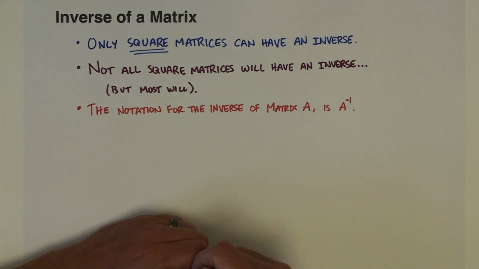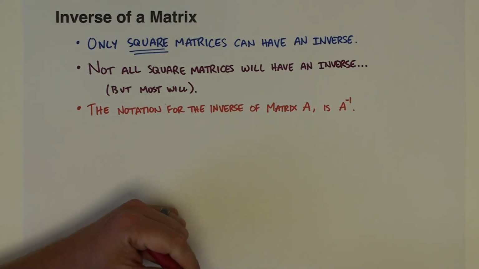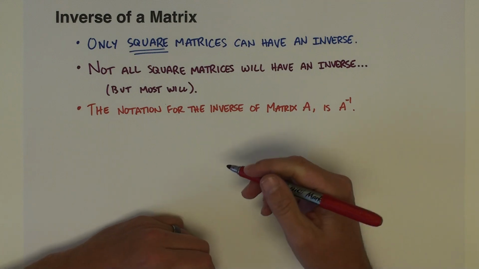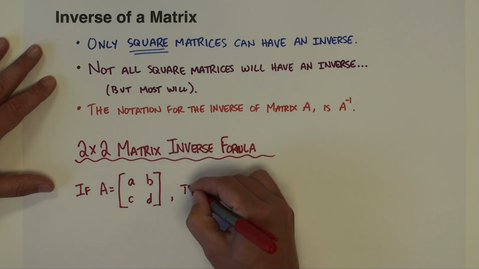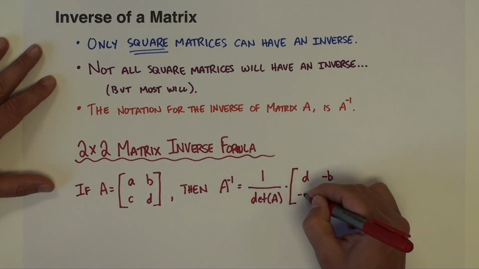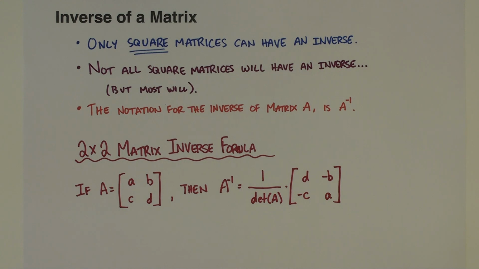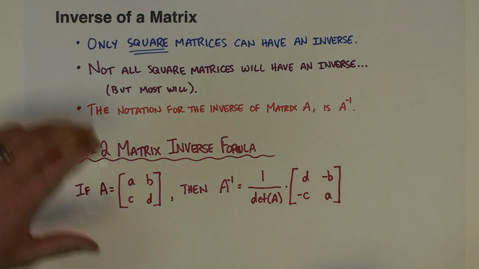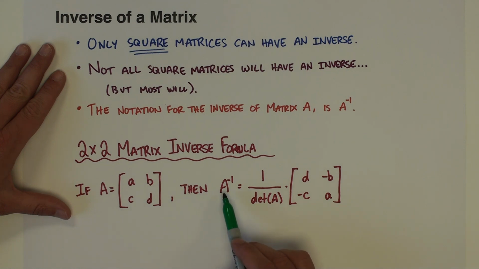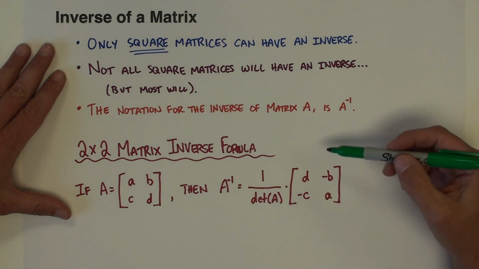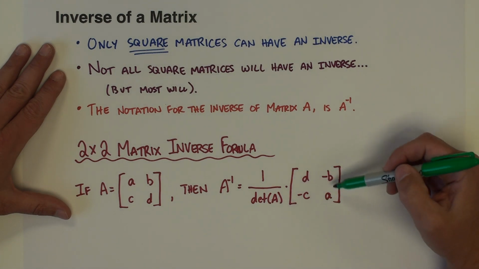Now I want to go over a formula for how to find the inverse of a 2x2 matrix. Okay, our formula for the inverse of a 2x2 matrix is going to be this right here. So I'm just using A, B, C, and D as my entries. Of course, those are going to be numbers later on. Our inverse formula, we're going to take first 1 divided by the determinant.